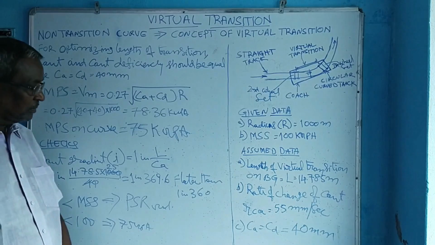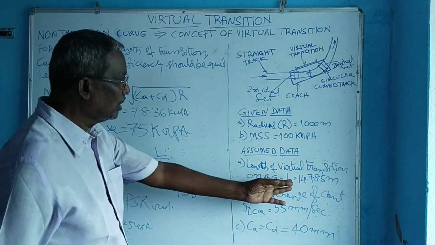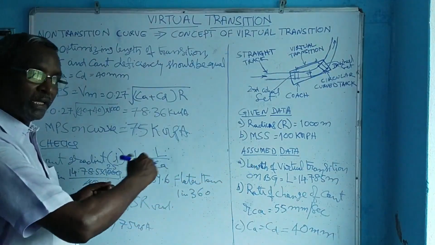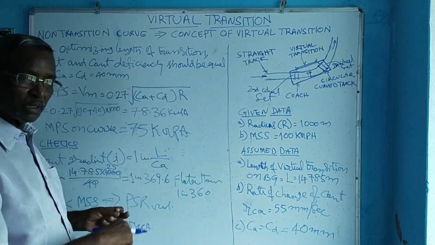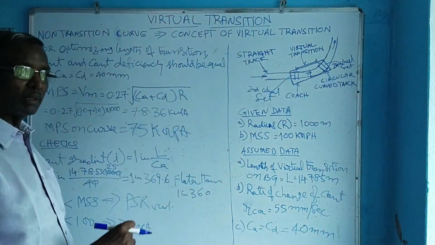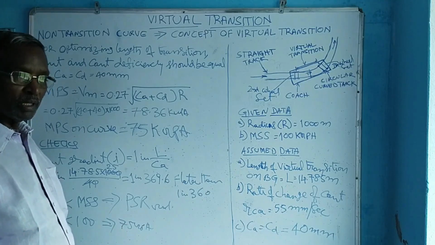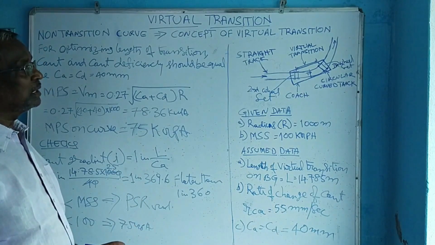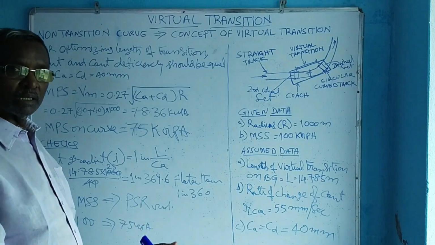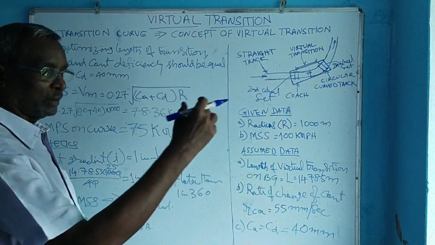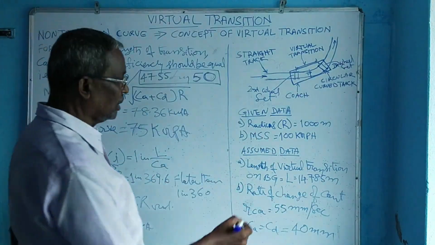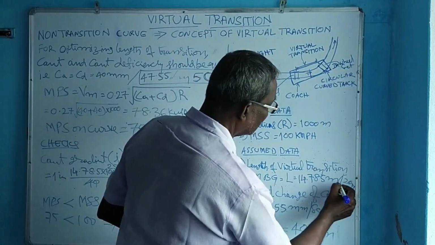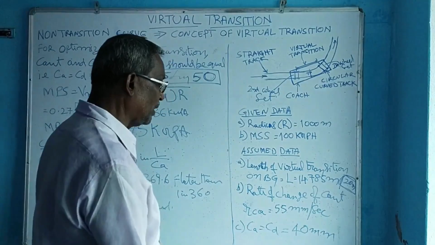So for this transition curve of 14.785 meter, how will he measure the versine at the transition portion? It is highly impossible. Therefore, in the field, we must provide a length of transition of at least 20 meter. Length of transition is equal to 20 meter. This is practical in the field.